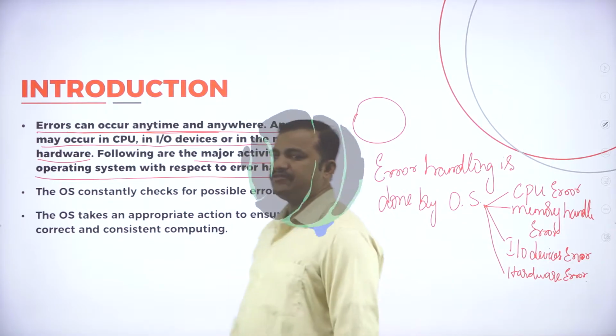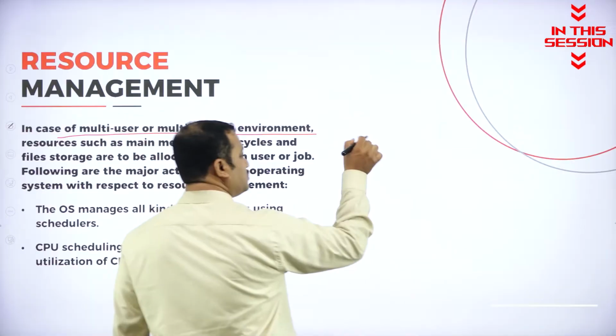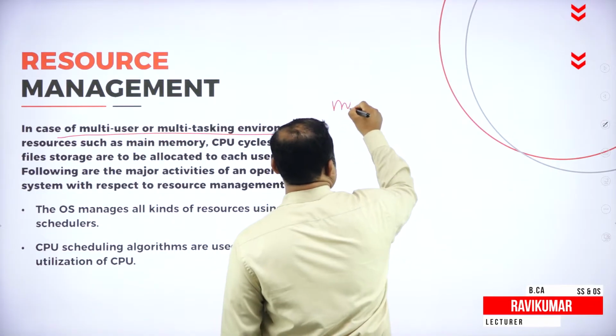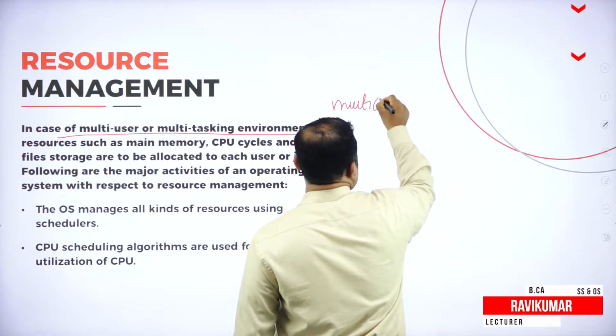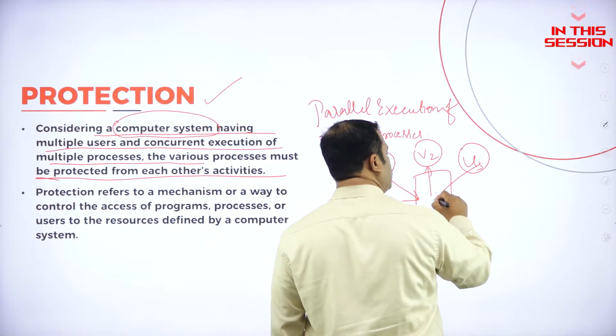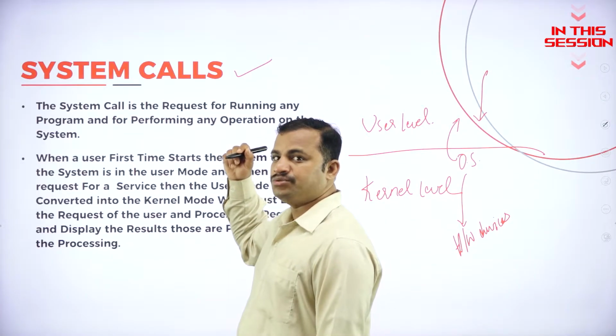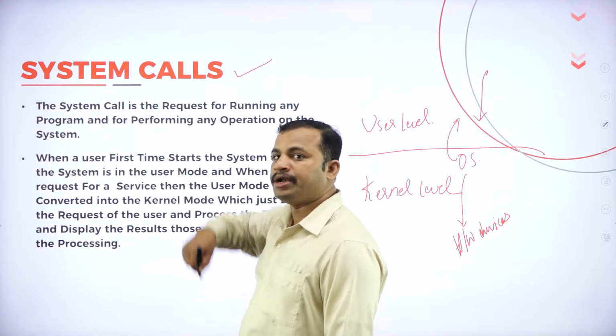So all these are different types of errors that are handled by operating systems. What is the difference between multi-user environment and multitasking environment? After getting certain updations, U3 must be allowed to access the updated information. The system call refers to the call which is made by the operating system.